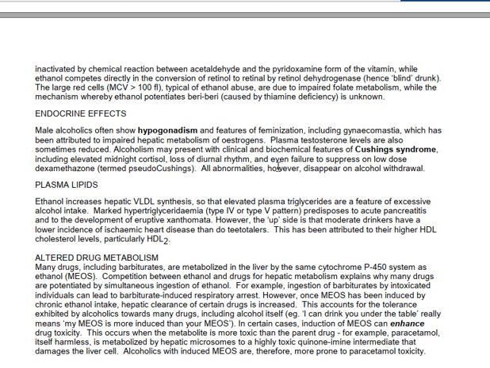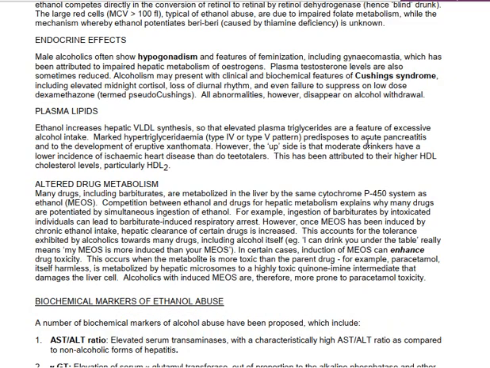Is it clear? And also it's associated with Cushing syndrome. Alcoholism is associated with Cushing syndrome, which is associated with a high level of cortisol also. Is it clear? Patients that are alcoholic are also associated with Cushing syndrome.